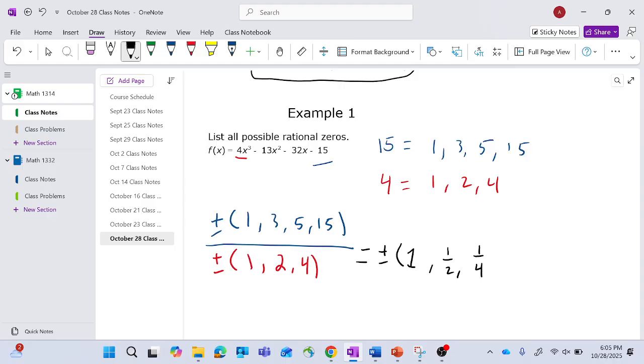Y'all see what I'm doing? I listed all my factors of the constant on top, all over factors of the leading coefficient of 4 on the bottom, and I'm just taking the first term of the first one and putting it over everything on the bottom. And then I'm going to go into the next one, 3, and do the same thing. So 3 over 1 is 3. That's another possible rational zero. Then 3 over 2 is 3 over 2. Then 3 over 4 is 3 over 4.